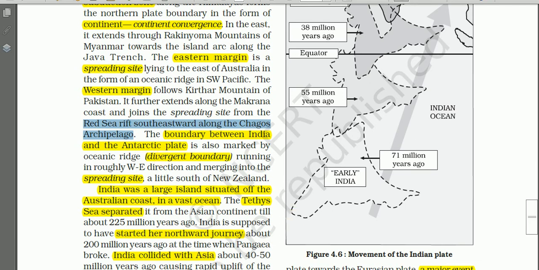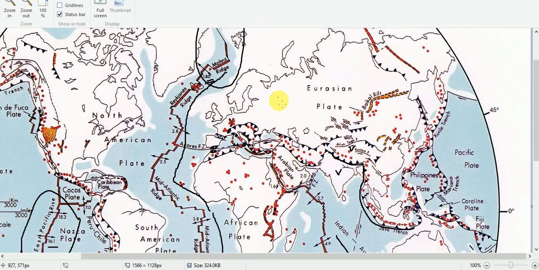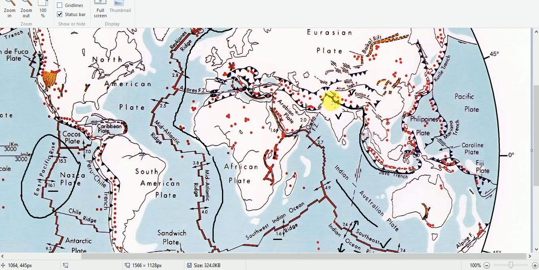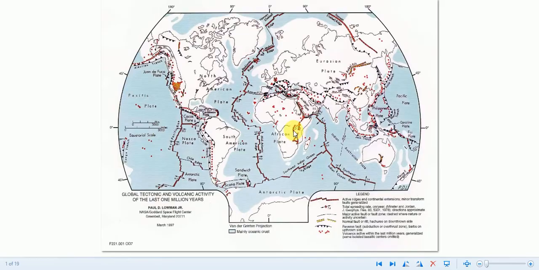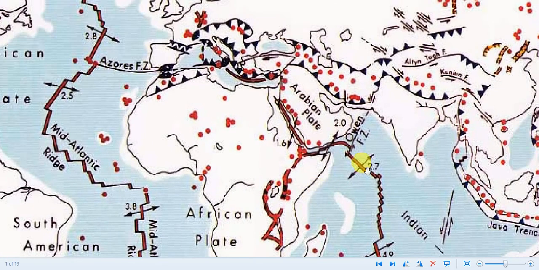Just see this map. Here this Pakistan area is here. Then here we have the Red Sea in the Arabian Peninsula. Red Sea is here, and it is going like this. We need to go in detail. Just see the map, to have a clear vision. It is going like this, the Arabian Peninsula, and here it is moving like this.